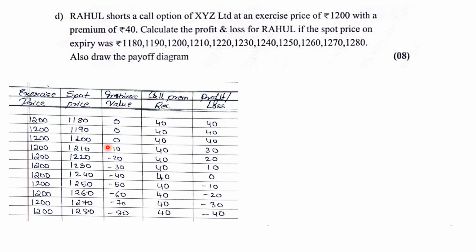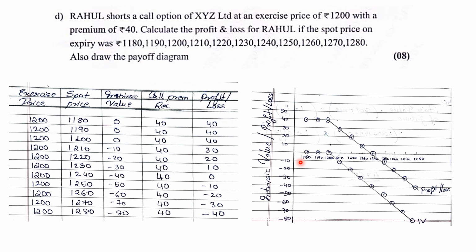And now we need to make the payoff diagram. Same way, on the x-axis, note down the spot rate. And intrinsic value will be 0, 0, 0 up to 1200. Thereafter it is negative 10, 20, 30, 40 and so on. Profit for the first 3 periods was 40 and thereafter it started to fall: 30, 20, 10, 0, negative 10 and so on. So this is how you all had to solve this particular sum, which was based on call option seller's payoff or short position. Okay, so you can go through it once.